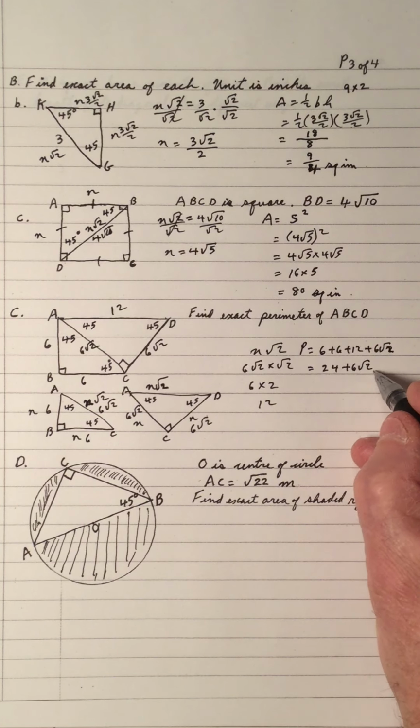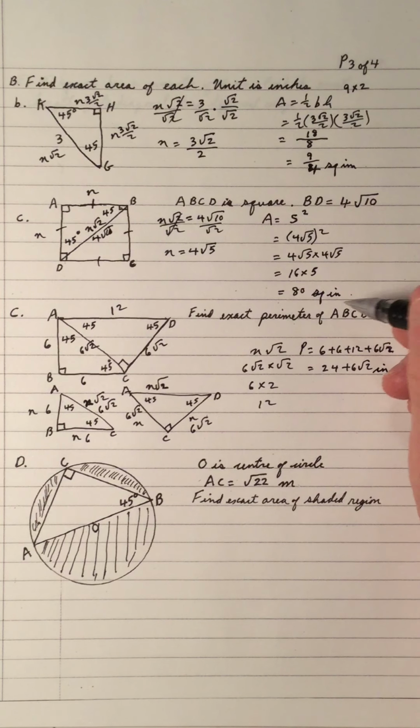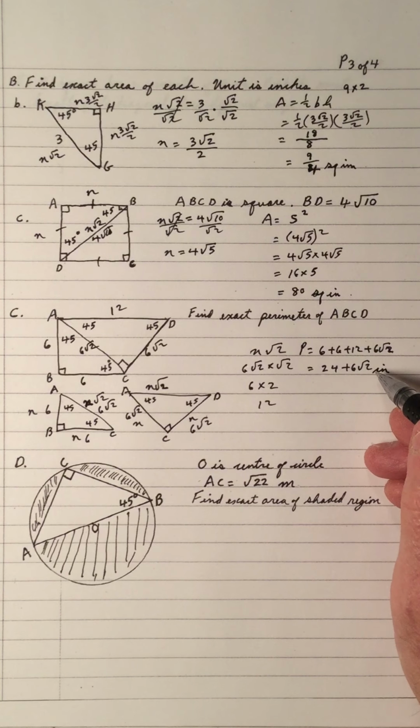And you're dealing with perimeter, so you're dealing with inches. So you've got to be careful. So it's just inches. Area is square inches. Perimeter is inches.